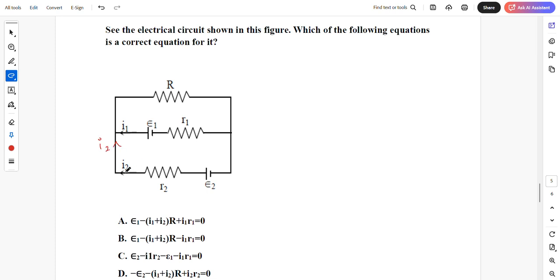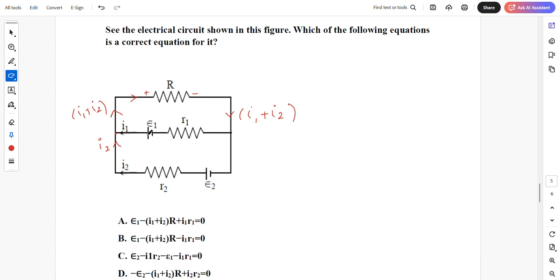This is a junction. This will be I1 plus I2, right? The same I1 plus I2 will be flowing here, minus this one, because current is entering and current is leaving. I1 plus I2.